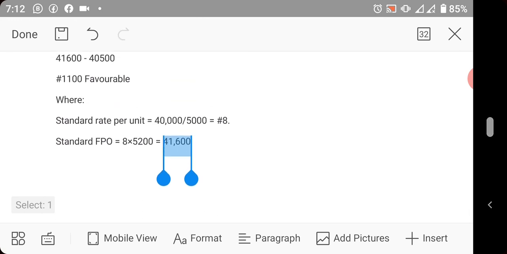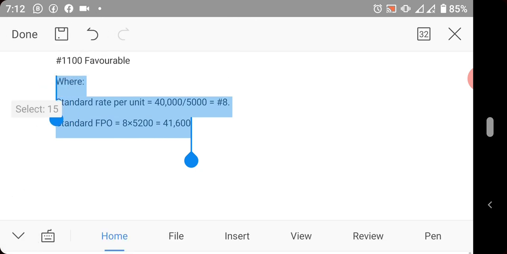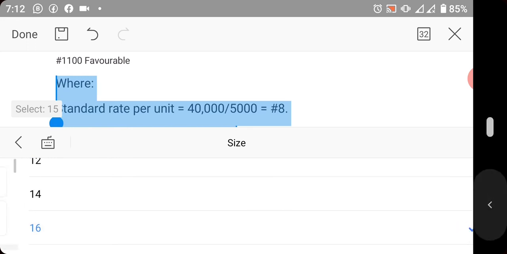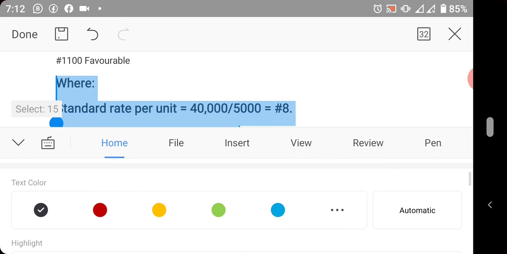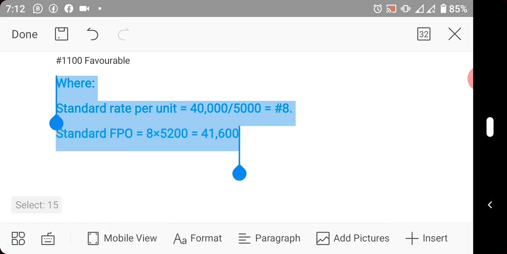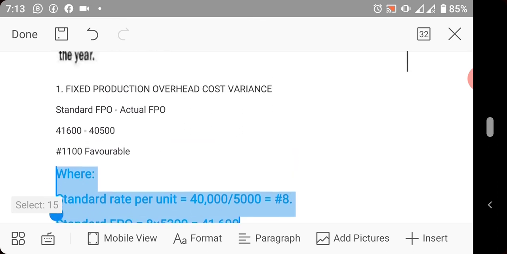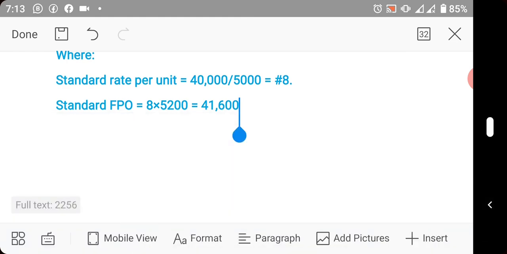So this working is important, so you know what we are dealing with. So I'll increase the font, and at the same time color it, so you know this is how we got our 41,600. Now the 4,500 was given in the question. So we are done with fixed production overhead. So we'll move down to number 2, which is fixed expenditure variance.